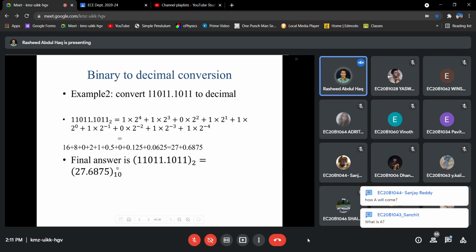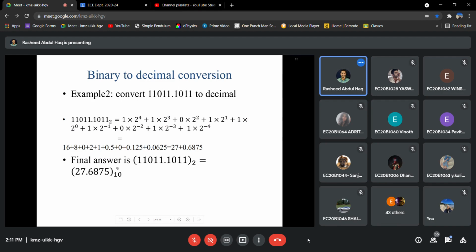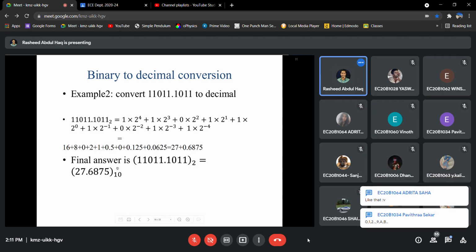Okay, should I explain this procedure? How to convert binary to decimal? If any doubt is there, please ask it in the chat. Rather than discussing in the class, can you just ask it here? I can explain it here.